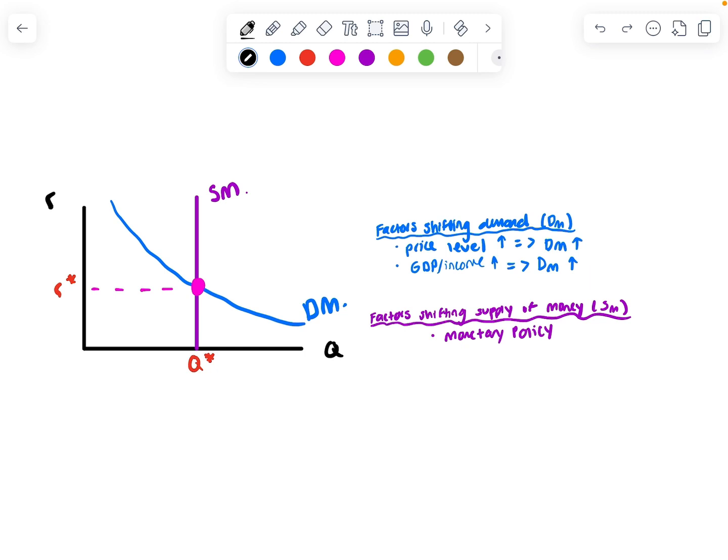Okay, so I'm going to briefly talk about some of the factors that shift the demand and supply of money. Some of the factors that shift demand: an increase in price level and an increase in income level are both going to increase the demand for money. Those are just two primary examples. And the factors that shift the supply of money: we said monetary policy is established by the Fed, and that is going to affect and shift the supply of money, as we've previously seen.